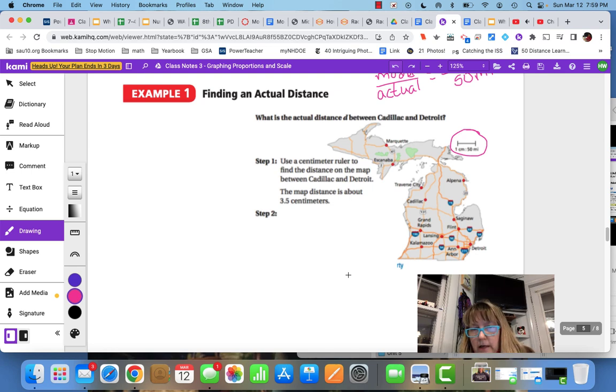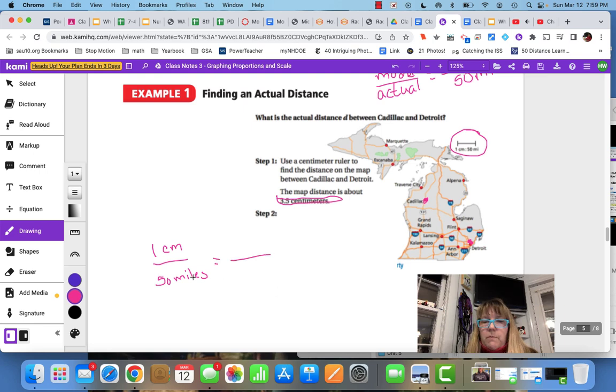Cadillac is right here, and Detroit is right here. In the book, if we took out a ruler and measured it, it would be 3 5/10 of a centimeter. So we use proportions to figure this out. We take the scale, which is 1 centimeter for every 50 miles, and then we set up the proportion.